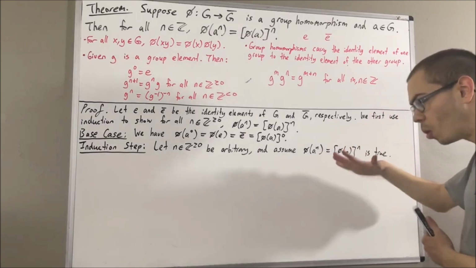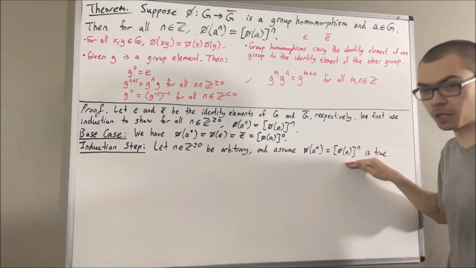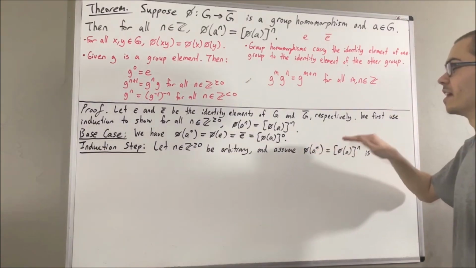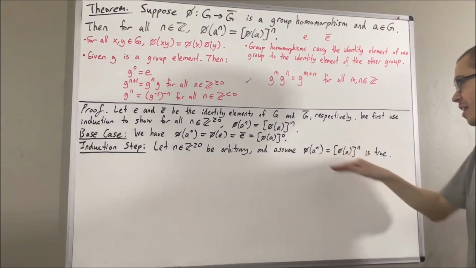From here, the whole goal is to show that this equality is also true for n plus 1. So we want to show that phi of a to the power of n plus 1 is equal to phi of a to the power of n plus 1. So let's start out by writing the left-hand side.